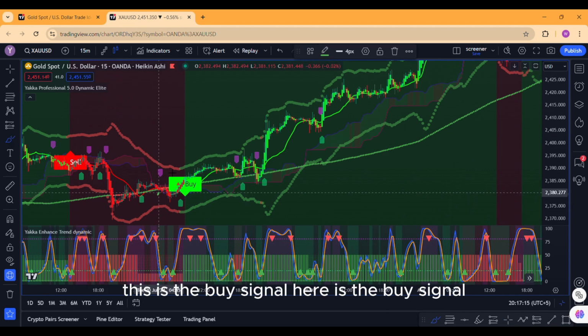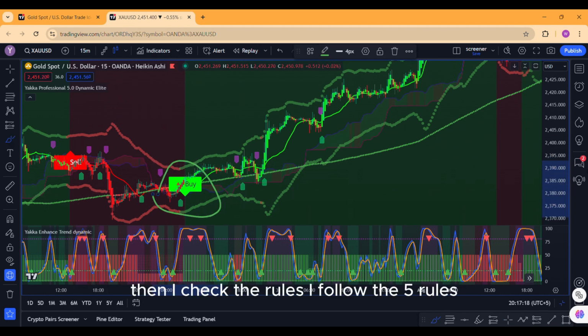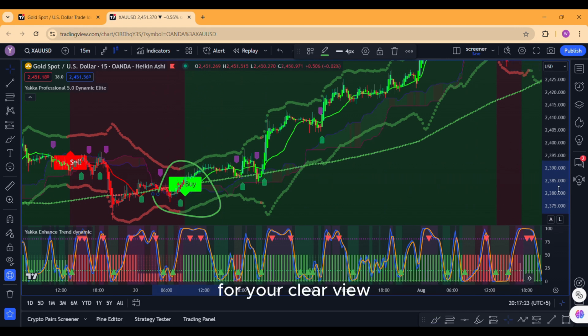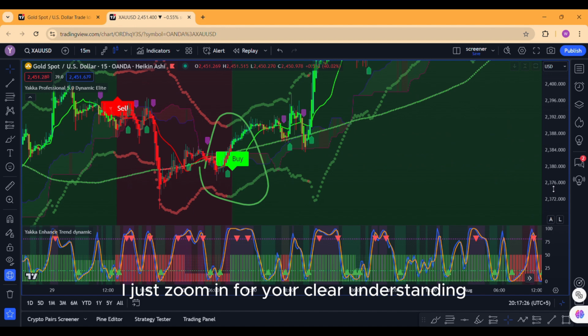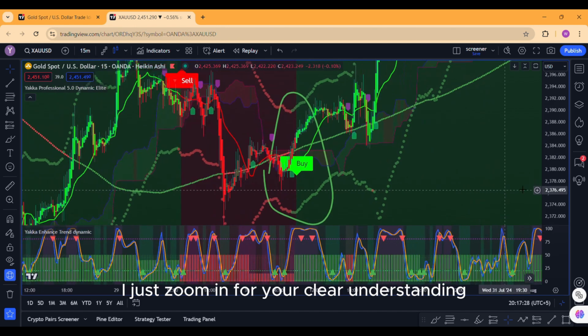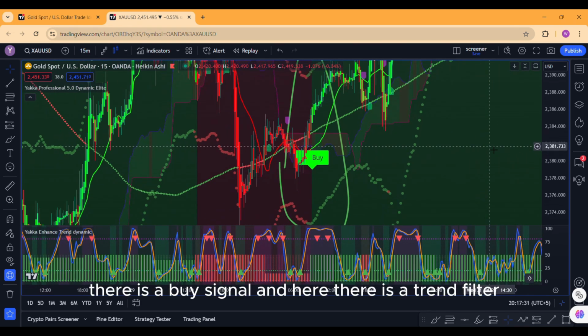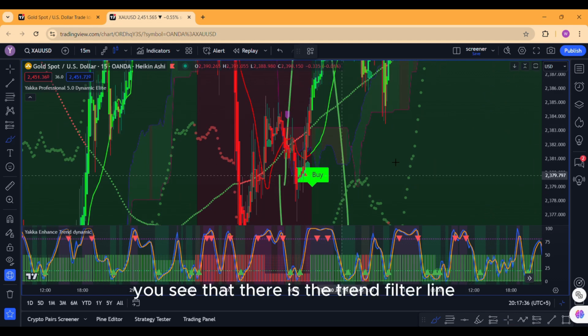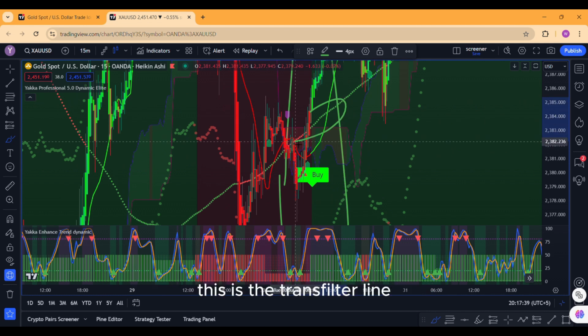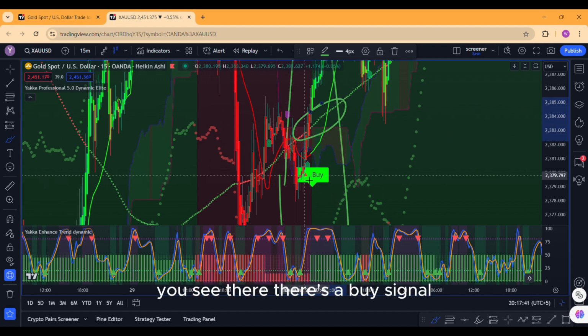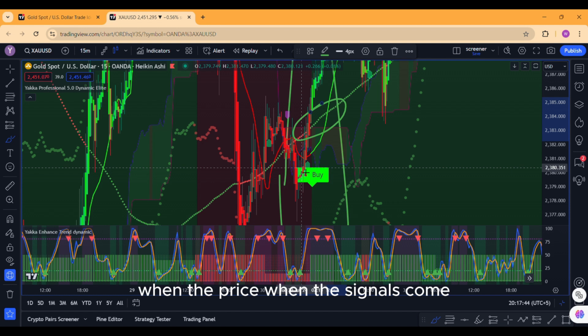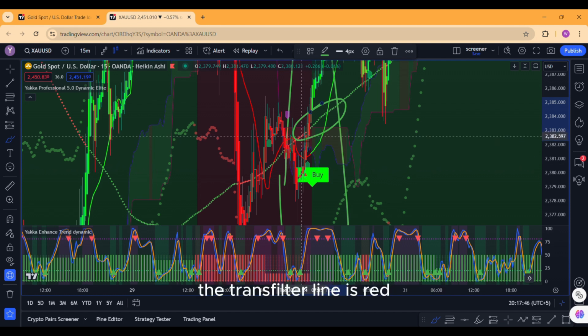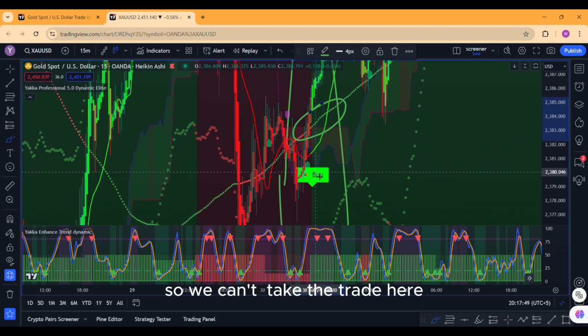This is the buy signal, here is the buy signal. Then I check the rules, I follow the 5 rules. For your clear view, I just zoom in. There is a buy signal and here there is a trend filter. You see the trend filter line. When the signal comes, the trend filter line is red. So we can't take the trade here. We just wait for the trade.